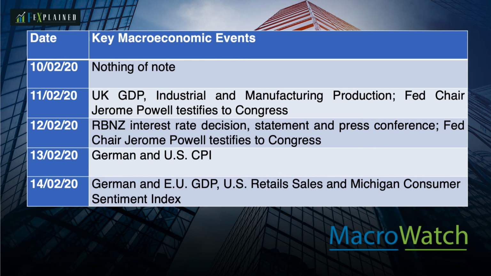On the data front, nothing really of note on Monday. Tuesday sees UK GDP plus industrial and manufacturing production from the UK. We've already mentioned Fed Chairman Powell testifying to Congress on Tuesday and Wednesday, and the RBNZ also on Wednesday. German and US CPI come through on Thursday, whilst at the end of the week we get both German and EU GDP, US retail sales, and the week ends with the Michigan Consumer Sentiment Index.